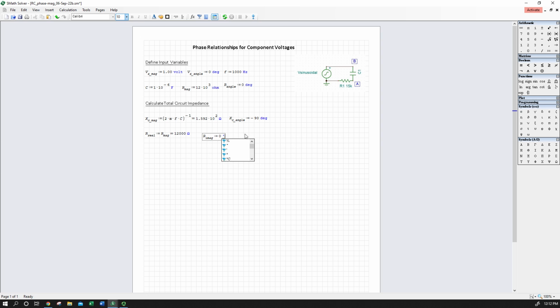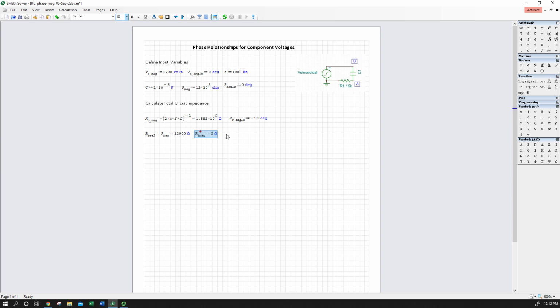SMath being free software, it sometimes is a little fussy with units, so I find it best to always use something that is the same. So I'm going to scroll down. It looks like I'm going to have to go down to the very end for symbols, and it should be equivalent whether I say ohms or I show a symbol.